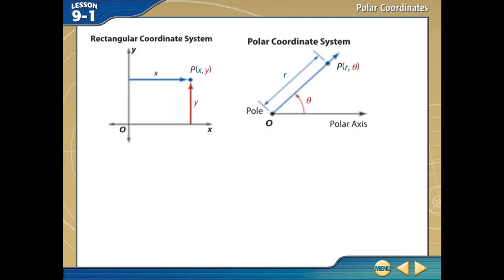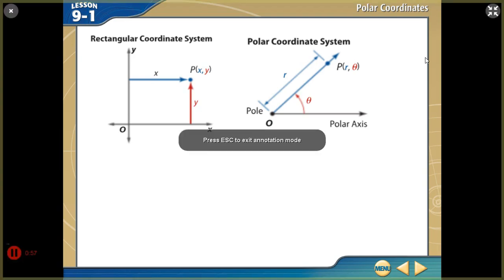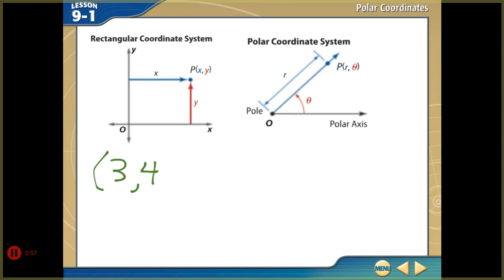All right. So this first slide is really important to understand what we're talking about here. If I have some point in space, the way that we've talked about it in our Cartesian or rectangular coordinates is I go over some amount and I go up some amount. We call that amount over x and the amount up y, and we have an ordered pair of x and y. So if I was trying to graph the point (3, 4), I would go over 3, 1, 2, 3, and up 4, 1, 2, 3, 4, and I'd plot that point (3, 4).